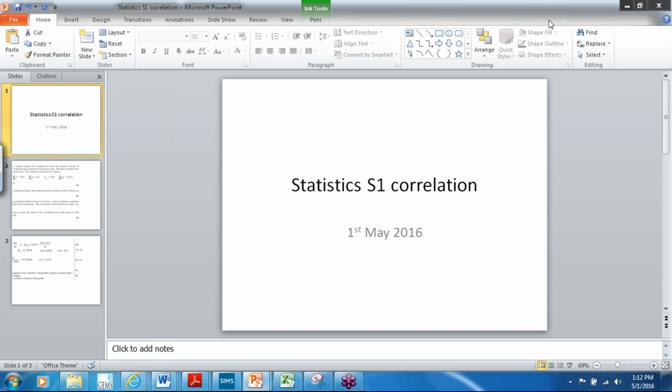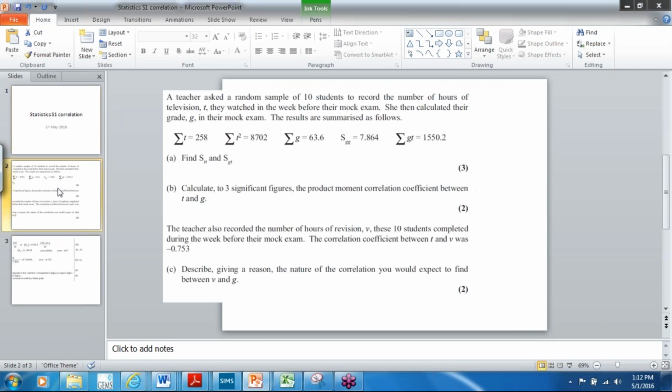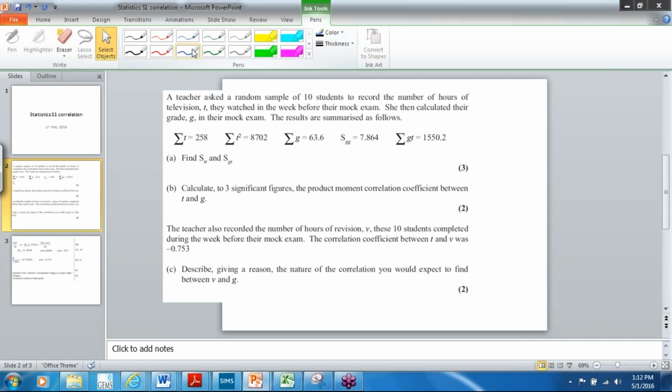The question we're looking at in this session is to do with finding the standard deviation of TT and GT. In this case, not so much the standard deviation, but the covariance of TT and the covariance of GT. So let us have a look and work our way through this question.